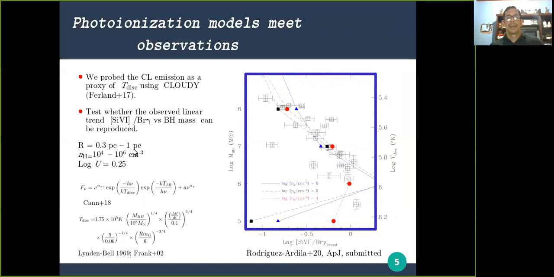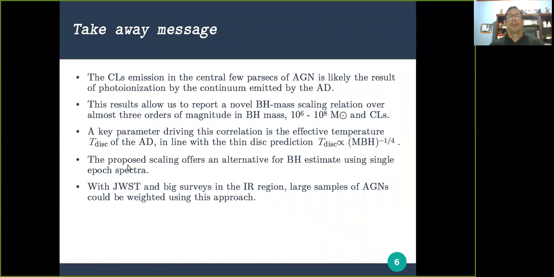We found from Cloudy that the clouds emitting silicon 6 should be located between 0.3 and 1 parsec, have densities between 10^4 and 10^6 cubic centimeters, and an ionization parameter very close to about 0.25. So our takeaway message is that the coronal line emission in the central few parsecs of AGN is likely the result of photoionization by the continuum emitted by an accretion disk.